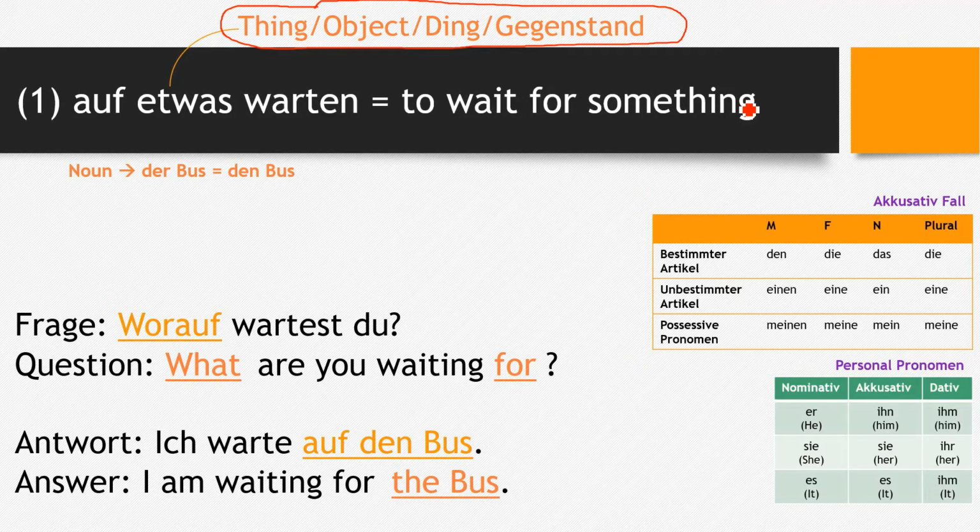So when we are talking about something that's not a person, how will we put up our question? Frage 1. Worauf wartest du? The question will be, what are you waiting for? Auf means in English for. So the question is, what are you waiting for?